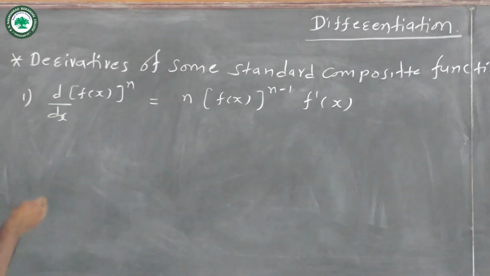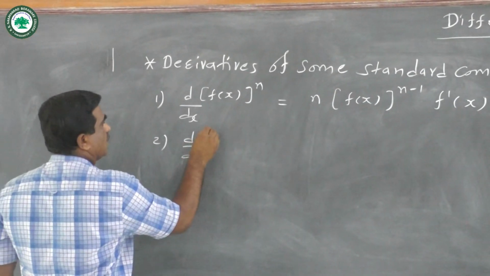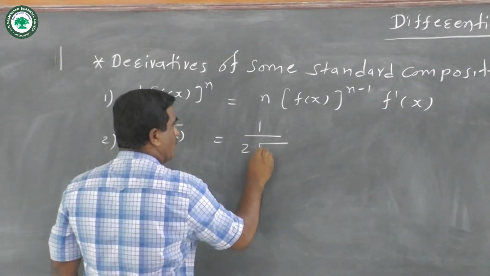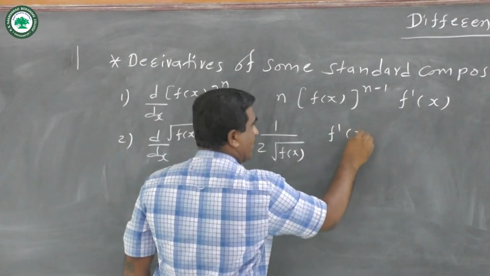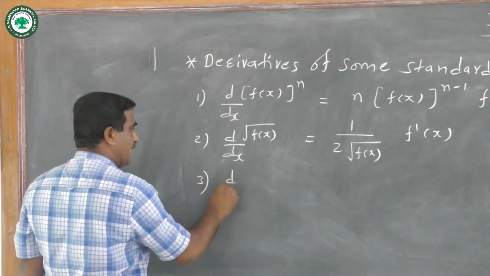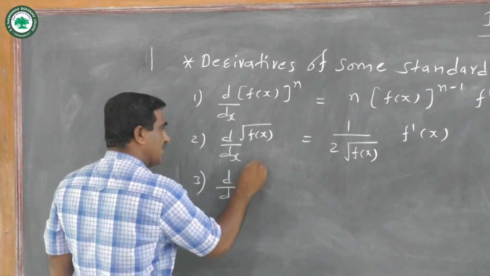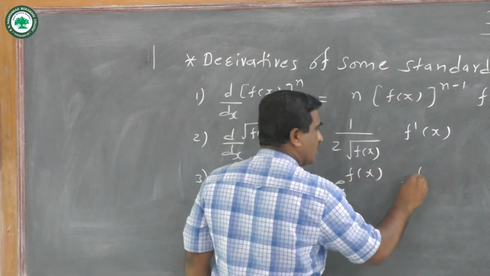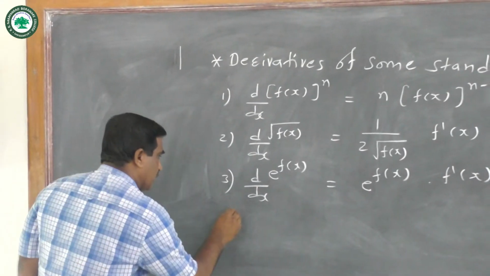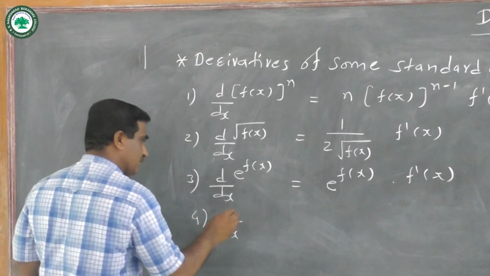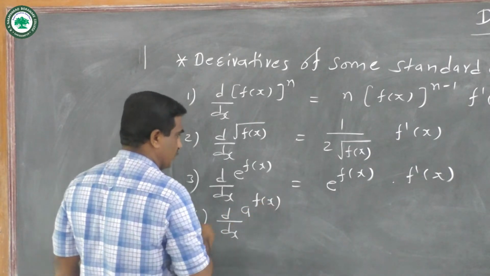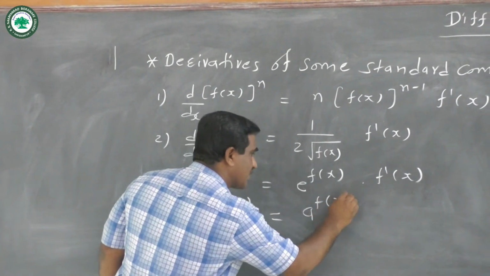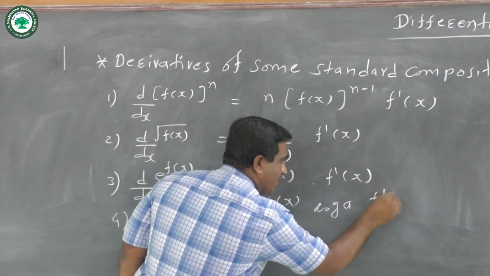Then number second, dy/dx of the square root of f(x) is equal to 1 upon 2 into the square root of f(x), into f'(x). Number third, dy/dx, that is the derivative of the function e^f(x) with respect to x, is equal to e^f(x) into f'(x). Number 4, the derivative of the function a^f(x), which are exponent functions, is equal to a^f(x) into log a into f'(x).